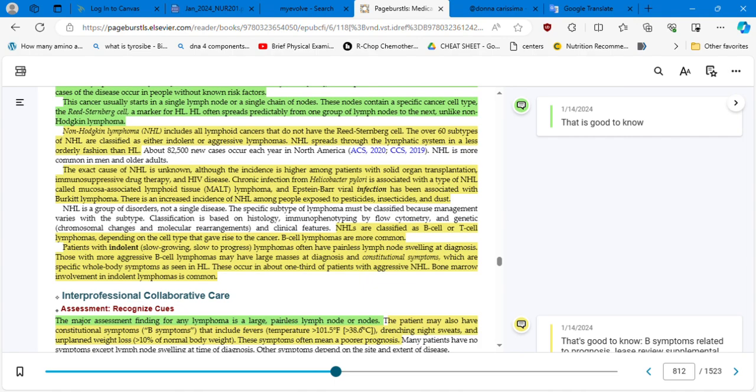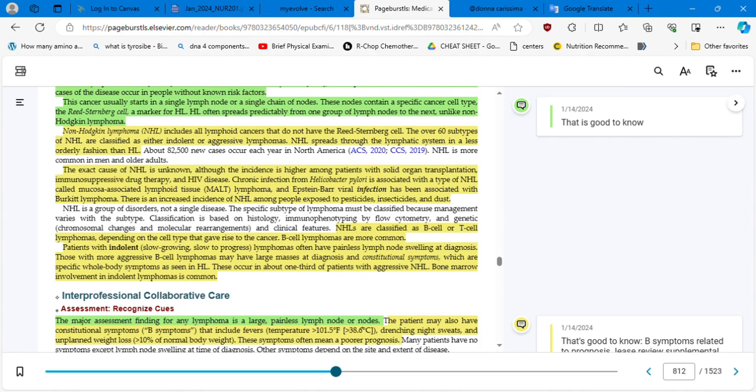NHL are classified as B or T cell lymphomas depending on the cell type that gave rise to the cancer. B cell lymphomas are more common. So the NHL have B cells, T cells, and sometimes natural killers, but B cells are the most common type. Patients with indolent, slow-growing, slow-progressive lymphomas often have painless lymph node swelling at diagnosis, and that's one of the characteristics in both Hodgkin and non-Hodgkin. They are painless lymph nodes. Okay, and I think they mentioned that in your PowerPoint as well.